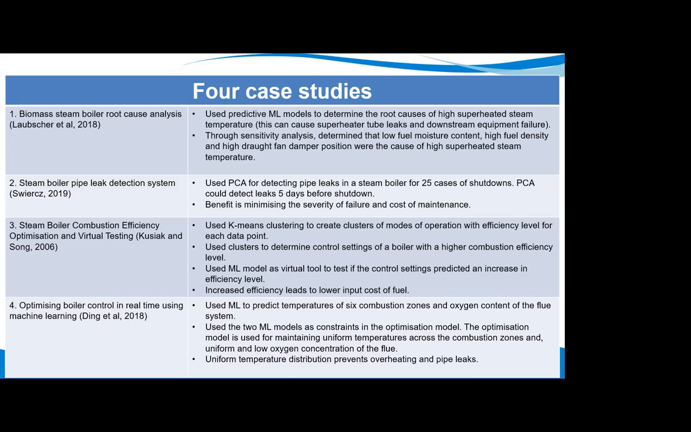So essentially what they used here is a machine learning algorithm to predict temperature zones of 6 combustion zones and oxygen content of your flow system. And then they would use the two machine learning models, one for temperature prediction and the other for prediction of oxygen content, as constraints in the optimization model. The aim of the optimization model is to maintain uniform temperature across the combustion zones. And by doing that, you are avoiding overheating, which eventually leads to pipe leaks.